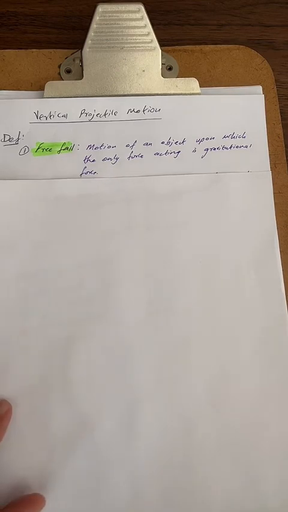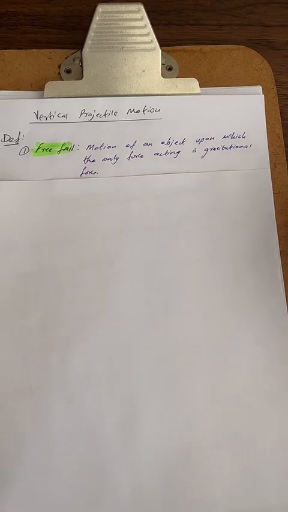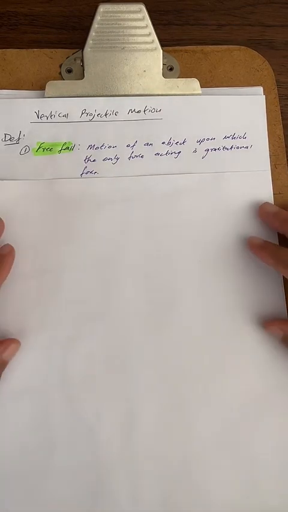That means there's no applied force acting on the object. There is no frictional force acting on the object. There is no tension, no other force. The only force we expect to act on the object is the gravitational force. Then we term it free fall. So that is definition number one.